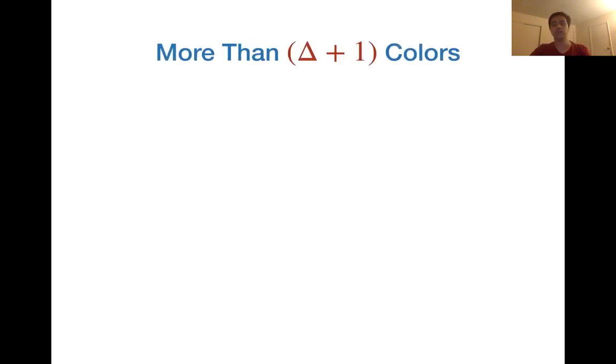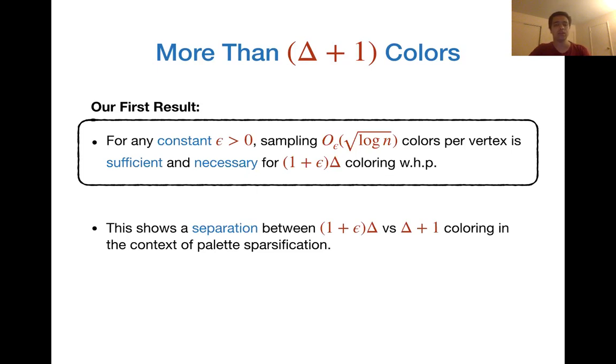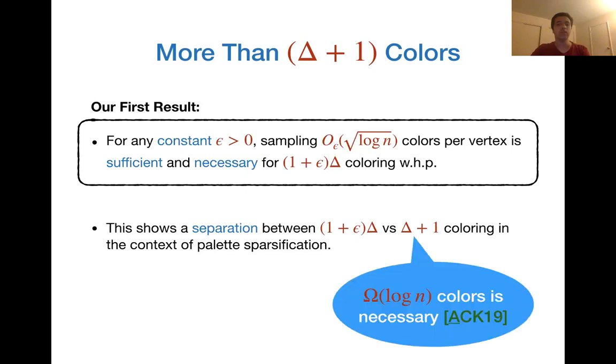So the first result is about graph coloring with more than delta+1 colors. Here we show that in fact for any constant epsilon, we can sample roughly square root of log n colors per vertex and get a (1 plus epsilon) delta coloring of the graph. So if you allow me to use more than delta+1 colors, this shows that we can color the graph with roughly square root log n colors as opposed to the omega log n colors that are necessary for delta+1 coloring. And it shows a separation between these two problems in the context of palette sparsification.